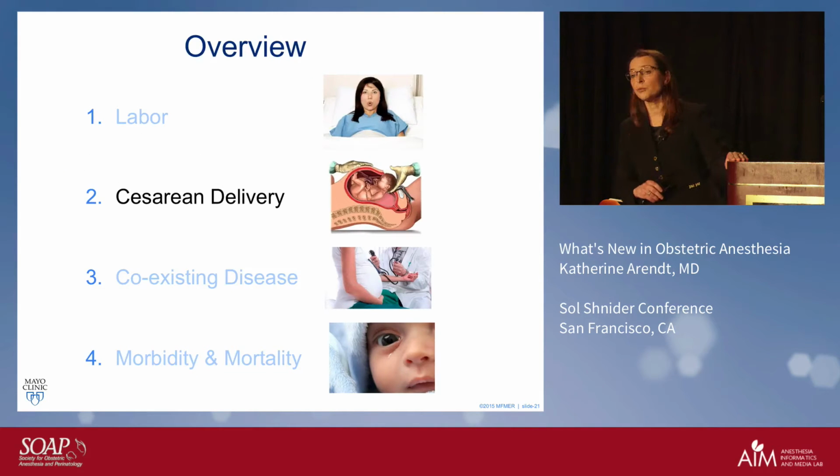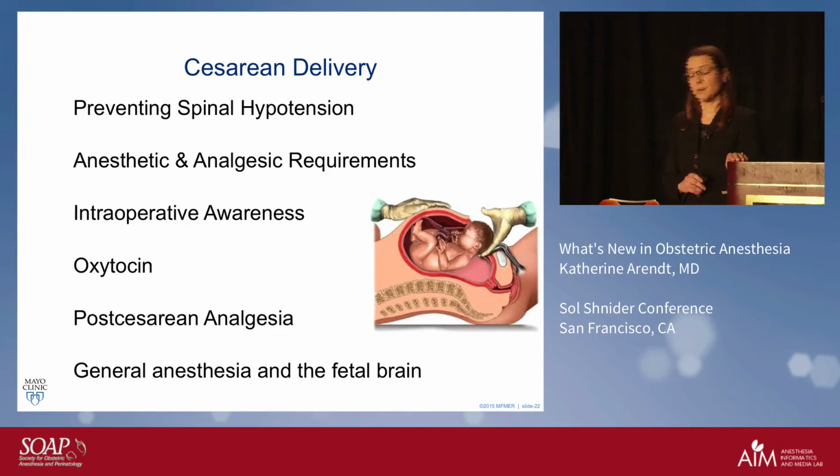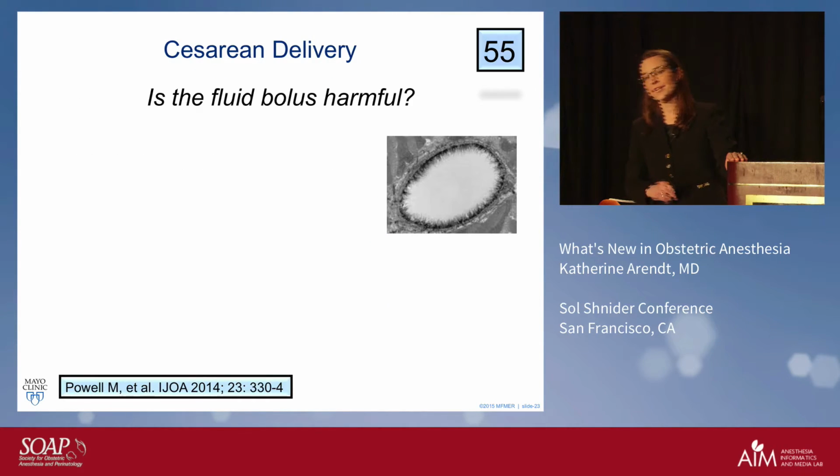We're going to move now on to cesarean delivery. We're going to talk about preventing spinal hypotension, anesthetic and analgesia requirements during cesarean, intraoperative awareness, oxytocin, post-cesarean analgesia, and general anesthesia in the fetal brain. All things we've talked about already at this meeting. This one, however, I don't think we have.